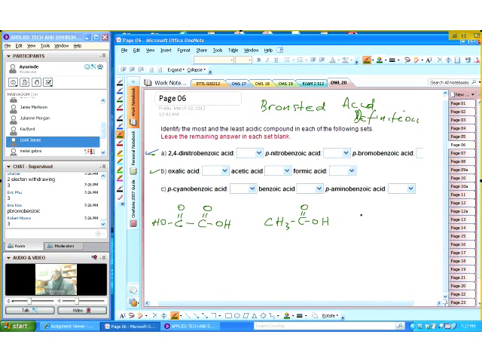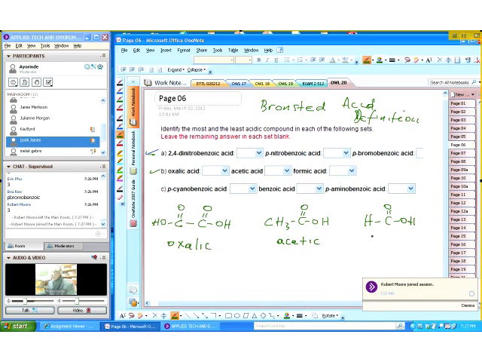And finally you have formic acid. This is acetic acid. This is oxalic acid. And this is formic acid. Okay. Given the information that you know so far, which will be the most acidic of these 3?